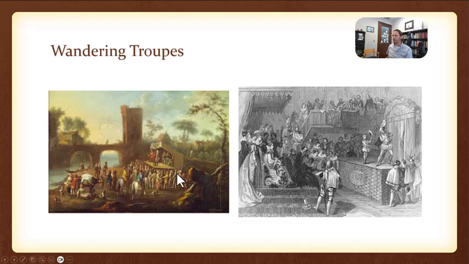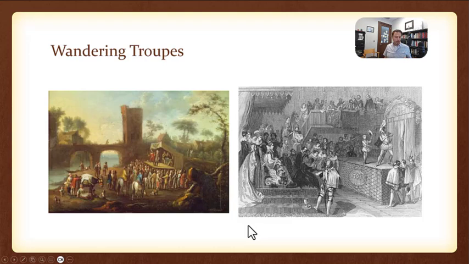And they could do that both in public places, in tavern yards, in town squares, here by a riverbank, or they could set up in a palace court for command performances, as in this imaginary representation here of a Shakespeare play being put on at the command of Queen Elizabeth I, who would not have sullied herself by going and attending the theater herself, even though she loved the theater.